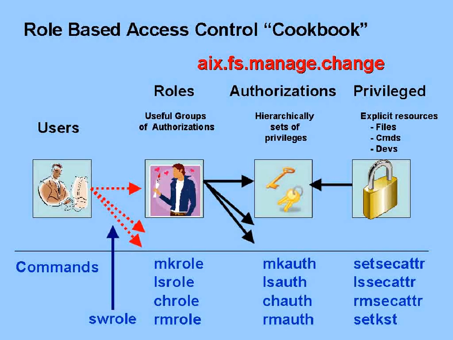Now let's turn our attention to privileges, and I like to think of these as the locks on particular resources. For each resource, like a file or a command or a device, we have a particular lock called a privilege. You'll notice that the arrow goes the other way, because when we define a privilege, we actually name the authorization that gives you the access to this lock. It's like defining the particular key that gets you access to the resource.